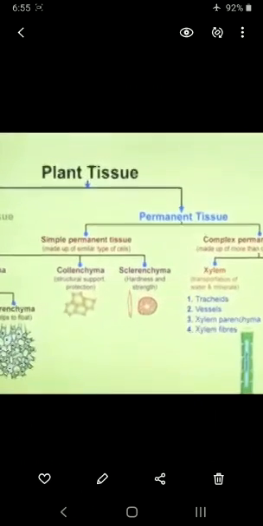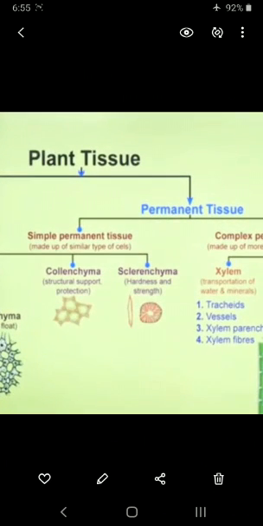So next is the collenchyma. The flexibility in plants is due to the collenchyma tissue. It allows easy bending in various parts of a plant. Next is the sclerenchyma tissue. Sclerenchyma is the tissue which makes the plant hard and stiff. For example, the husk of a coconut is made up of sclerenchymatous tissue.